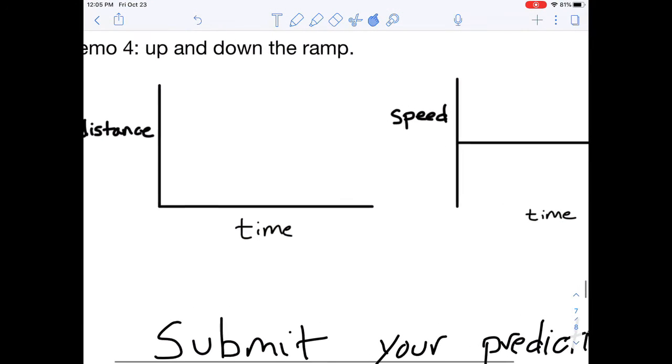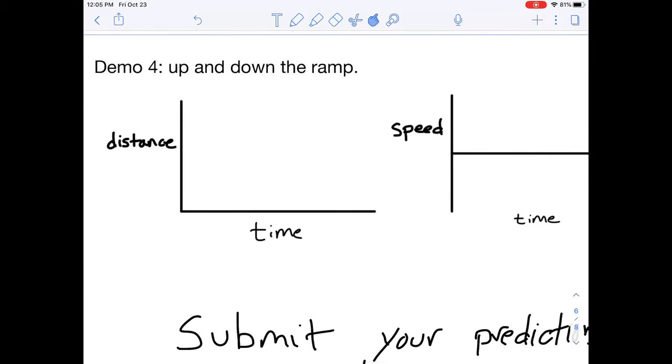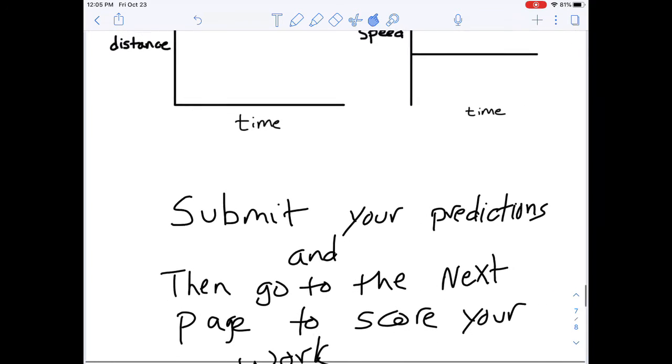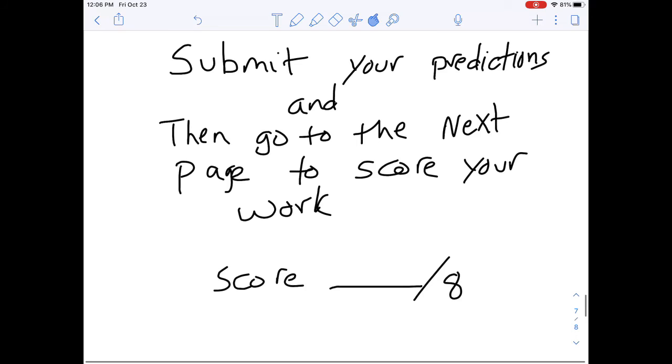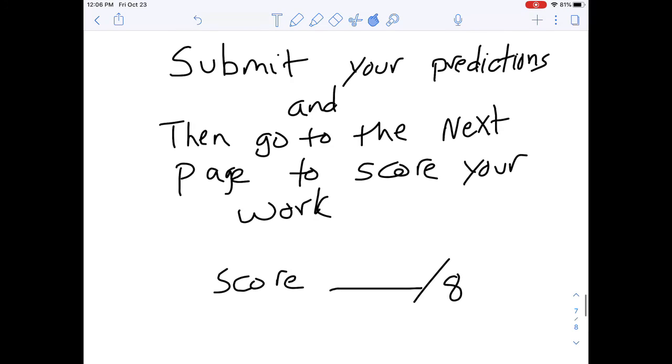Once you have completed all four of these graphs, you'll need to submit your predictions. So these are just the predictions. And then you will go to the next video on the next page to score your work.